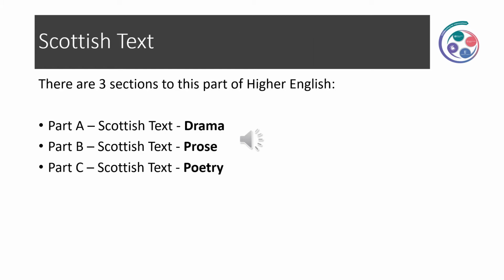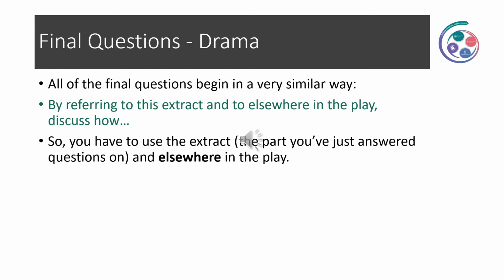There are 3 parts to the Scottish text section: drama, prose and poetry. Most people will only have been taught one Scottish text, so you go straight to the relevant section and straight to the relevant text, the one that you studied in class. If you look at past papers, you'll notice that the final questions all begin in a very similar way.